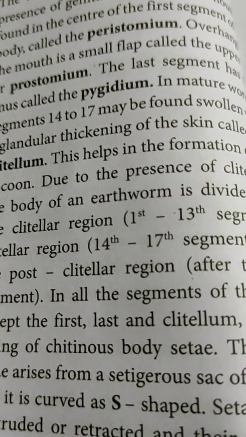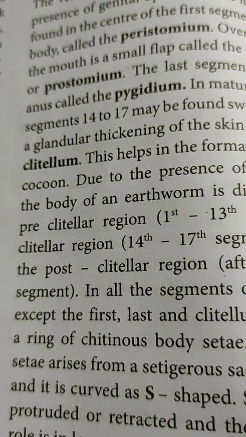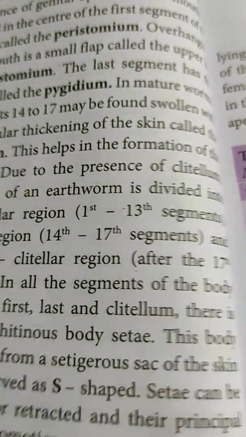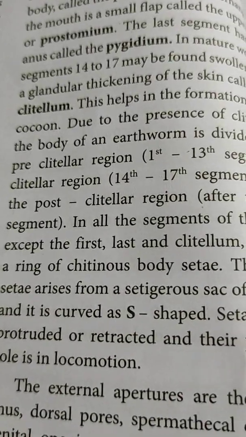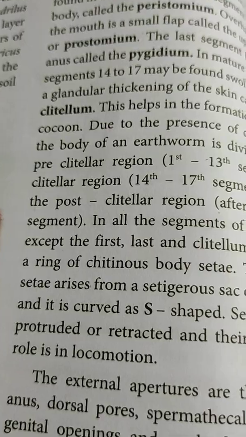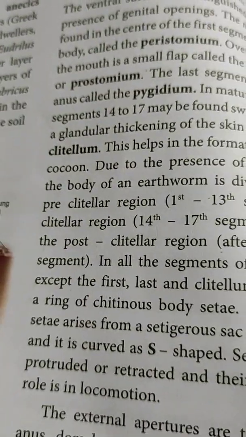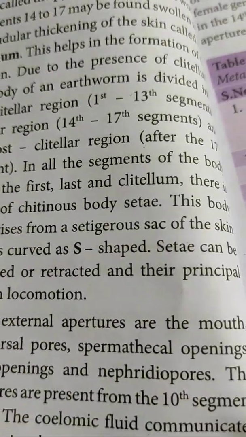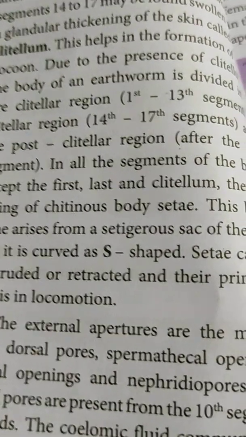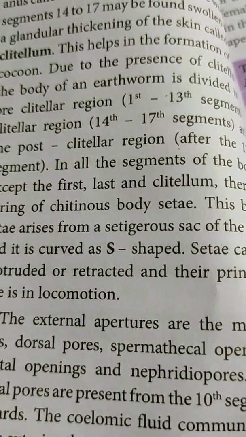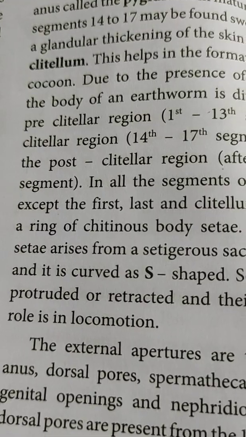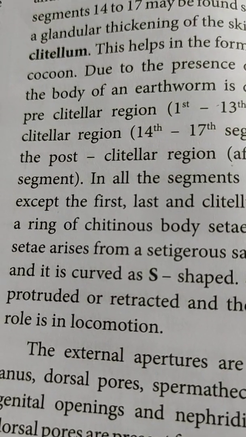In all the segments of the body except the first, the last and the clitellum, there is a ring of chitinous bodies called setae. The setae arise from the setigerous sac of the skin and appear S-shaped. The setae can be protruded, and are mainly responsible for the locomotion of the animal.